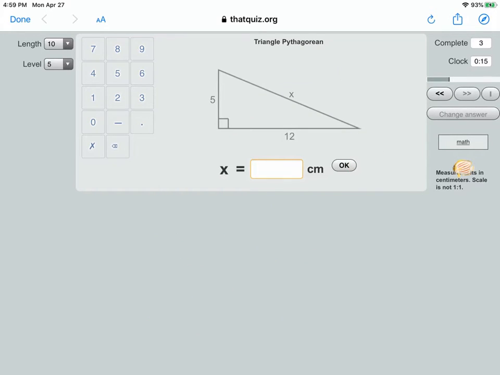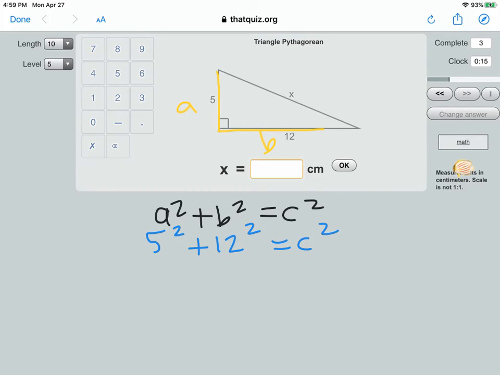Here's another one. Same formula, a squared plus b squared equals c squared. These two sides that make up the right angle, these are your A and B. Now substitute in 5 squared plus 12 squared equals c squared. What is 5 squared, or 5 times 5? That's 25. What's 12 times 12, or 12 squared? That's 144. Then add that together.